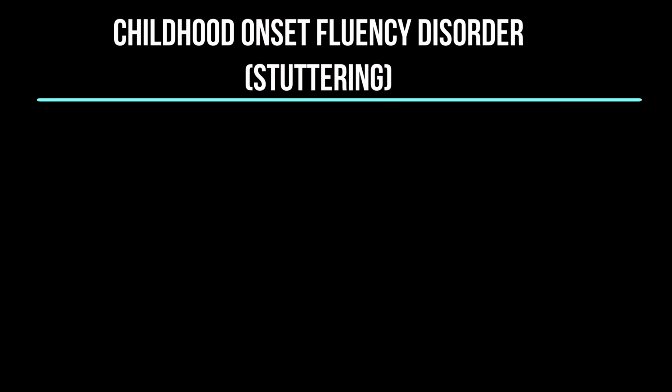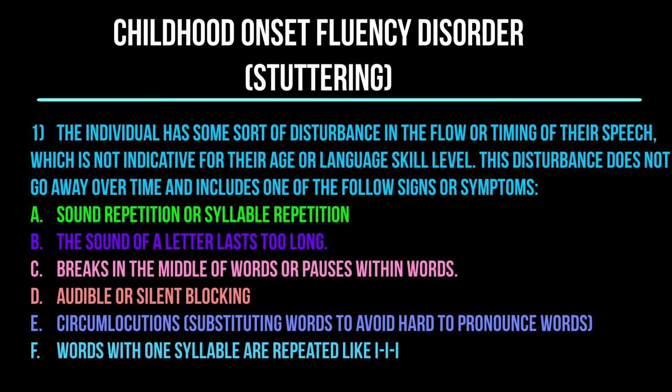The next communication disorder that we're going to discuss is childhood onset fluency disorder, stuttering. In order to be diagnosed with this disorder, the following criteria need to be met. Number 1, the individual has some sort of disturbance in the flow or timing of their speech that is not indicative for their age or language skill level. This disturbance does not go away over time and includes one of the following signs or symptoms.